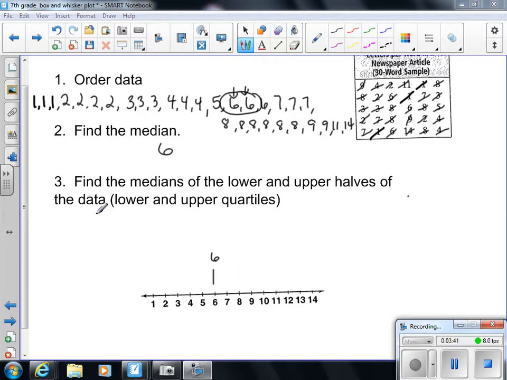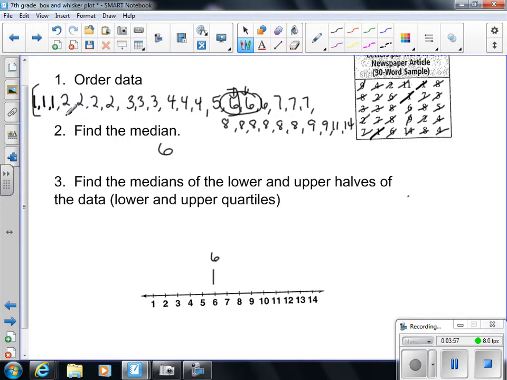Okay, for step 3, we find the medians of the lower and upper halves of the data. When I'm talking about the lower and upper halves, I have to include this 6 in my lower data because I didn't actually use that 6. I used the average between those two.